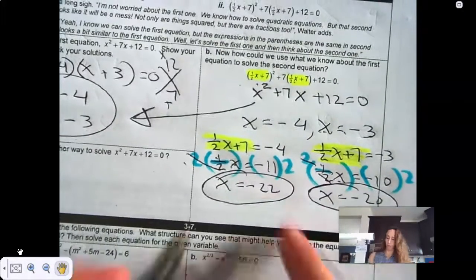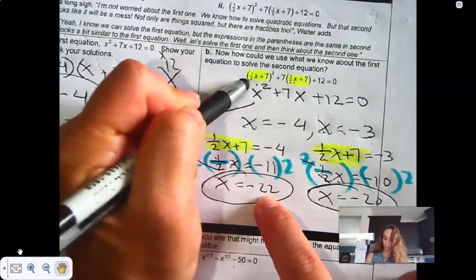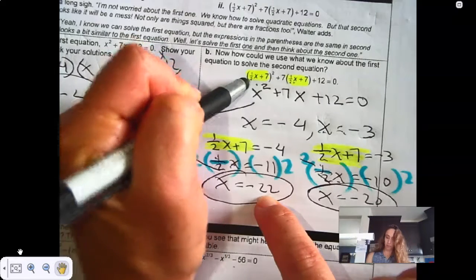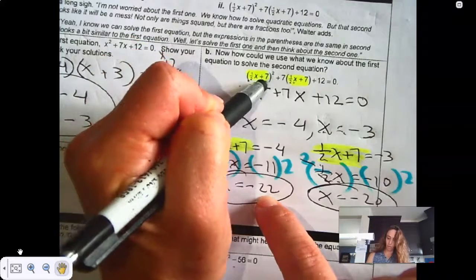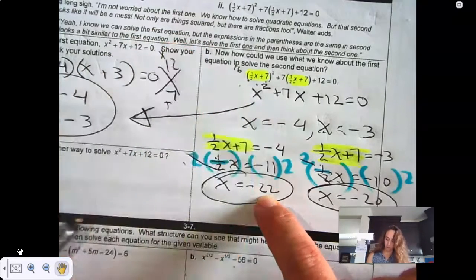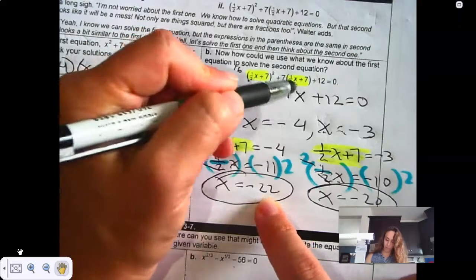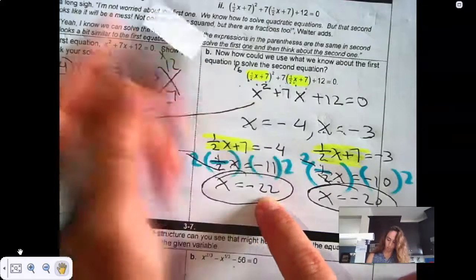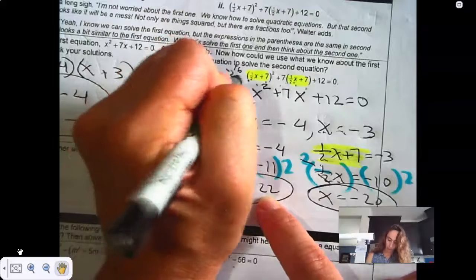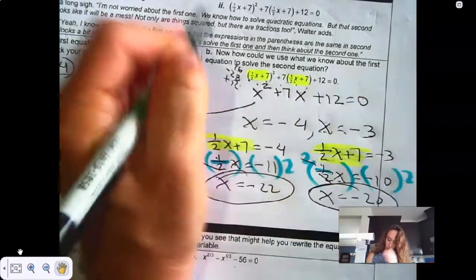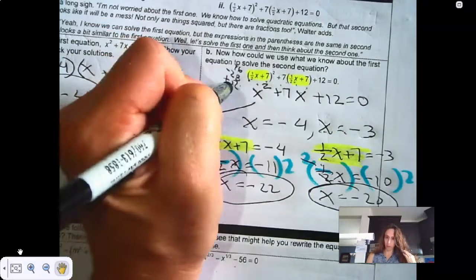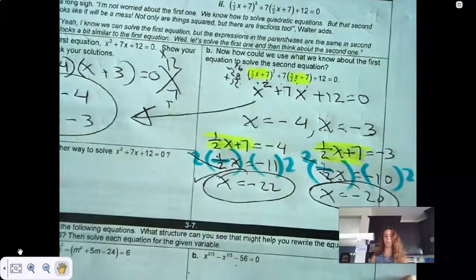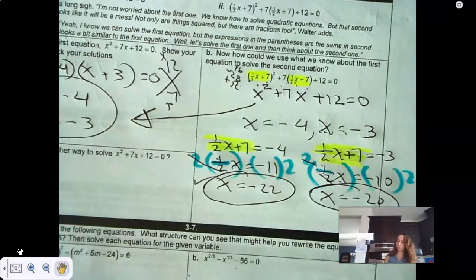Now, how do you know if I'm right? Okay, I could check it. So let me check the -22. Half of -22 is -11. Plus 7 is -4. Squared is 16. Okay. Half of -22 is -11, plus 7 is -4, times 7 is -28, and then plus 12. And 16 plus 12 is 28, minus 28 is 0, so I know I'm good to go, and the other one works also.